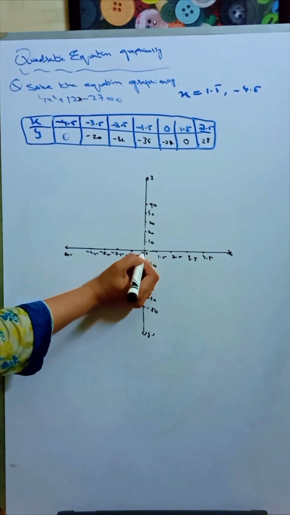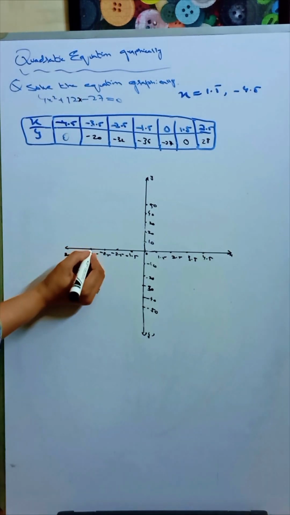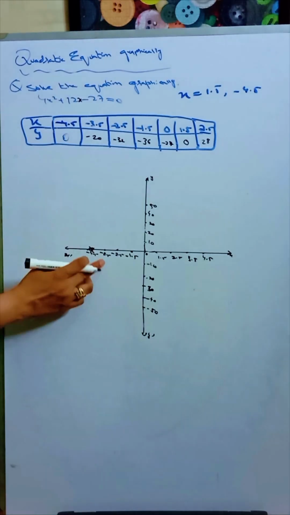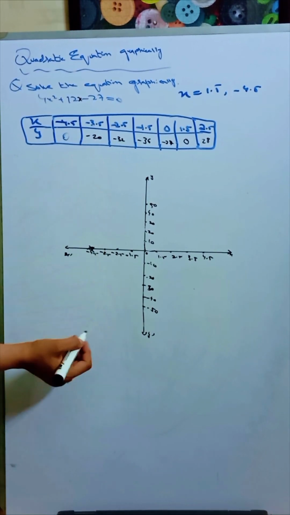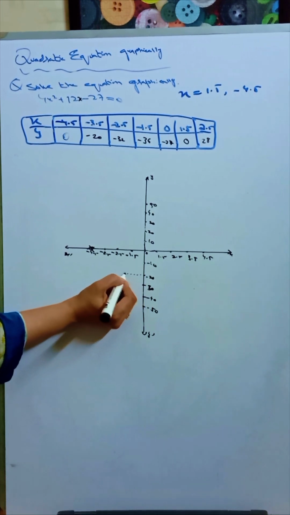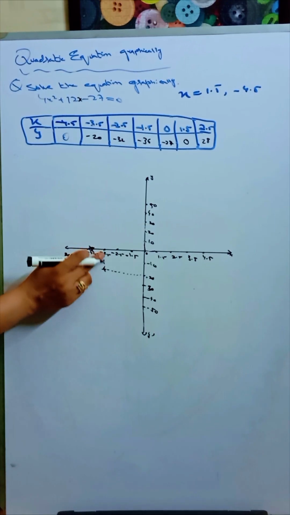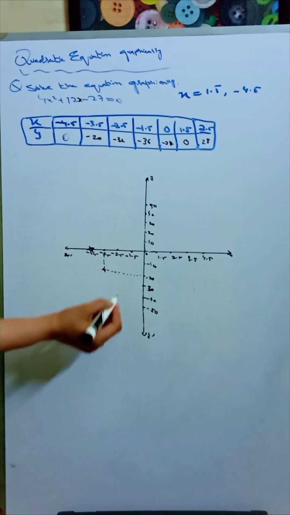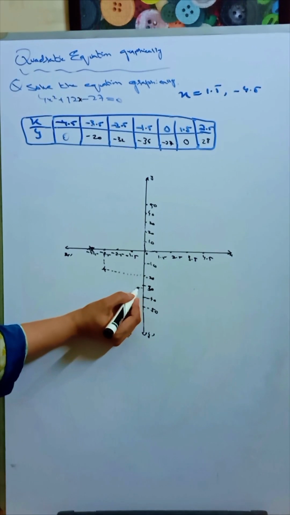Alright, now let's start. At x minus 4.5, the value of y is 0. So the first point lies here. By drawing a cross, I am representing it at x, y equal to minus 4.5, 0. Now next, x is minus 3.5, the value of y is minus 20. So minus 20 must be here. Now at minus 2.5, the value of y is minus 32. So it must lie between 30 and 40, here.